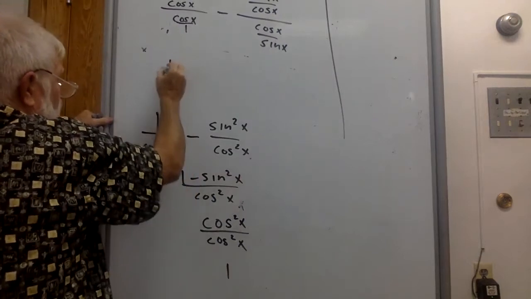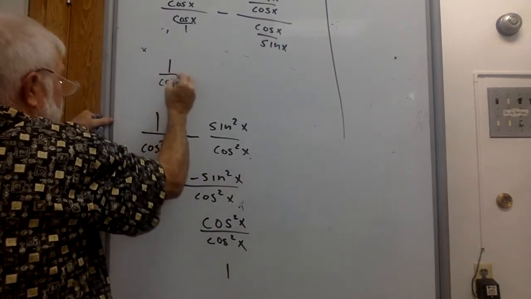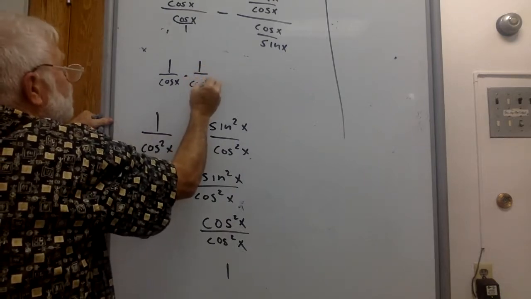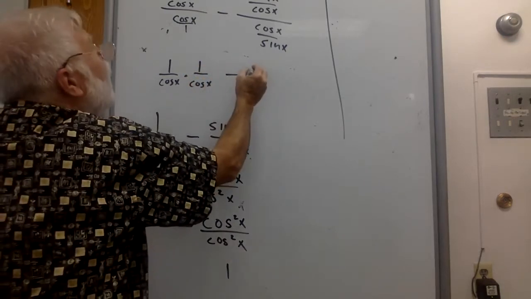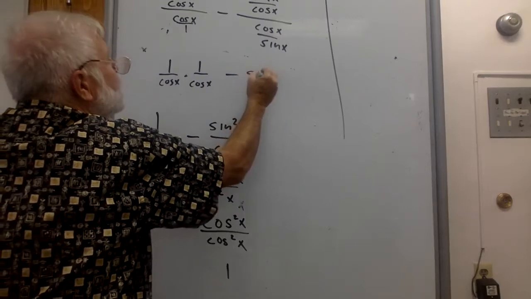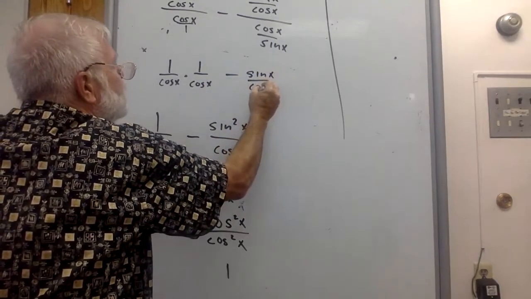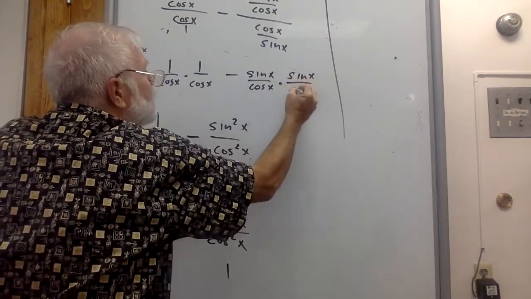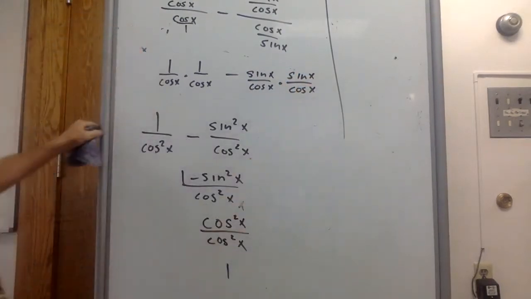So this is 1 over cosine x times 1 over cosine x minus sine x over cosine x times sine x over cosine x. Then hopefully you can see that more clearly, the thought process.